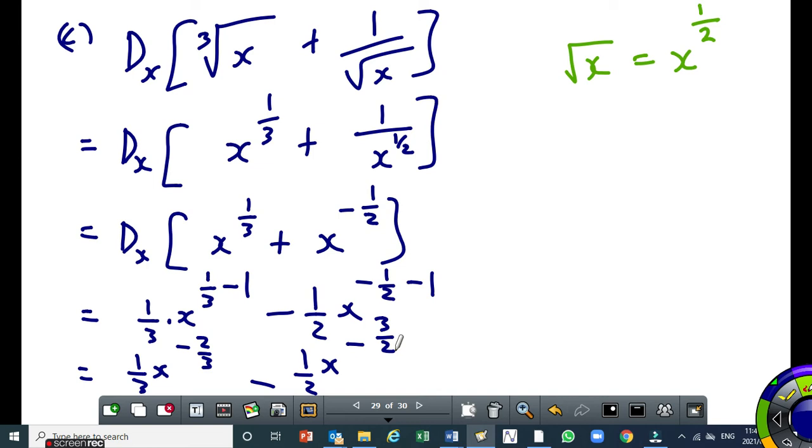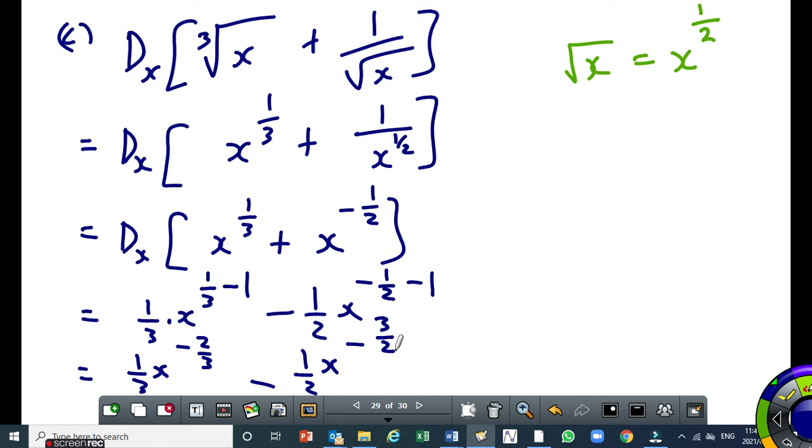So you stop there. I want you to be aware that you can also convert these negative exponents to positive, but I don't want you to go there. Just stop there to avoid unnecessary complications. So it's written like this.